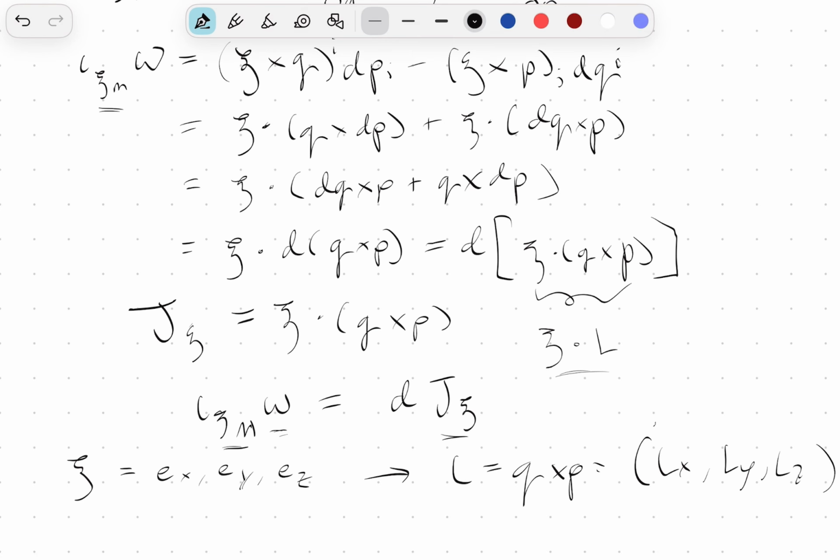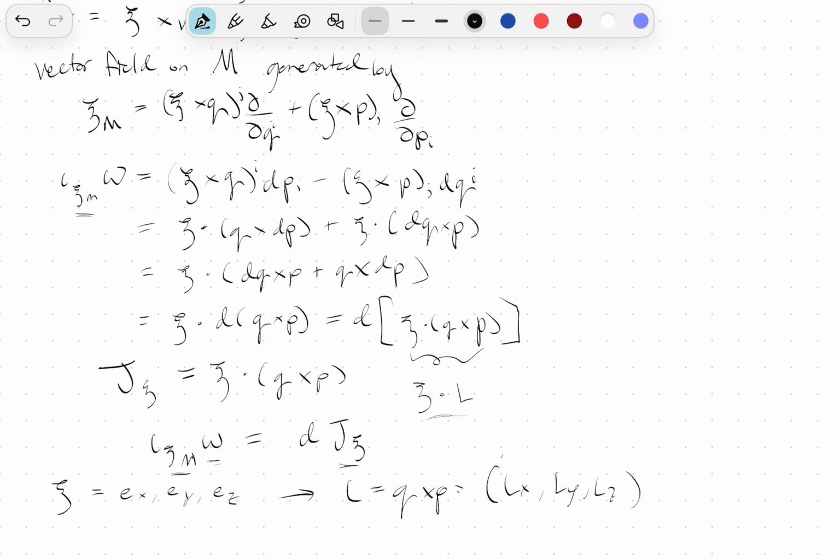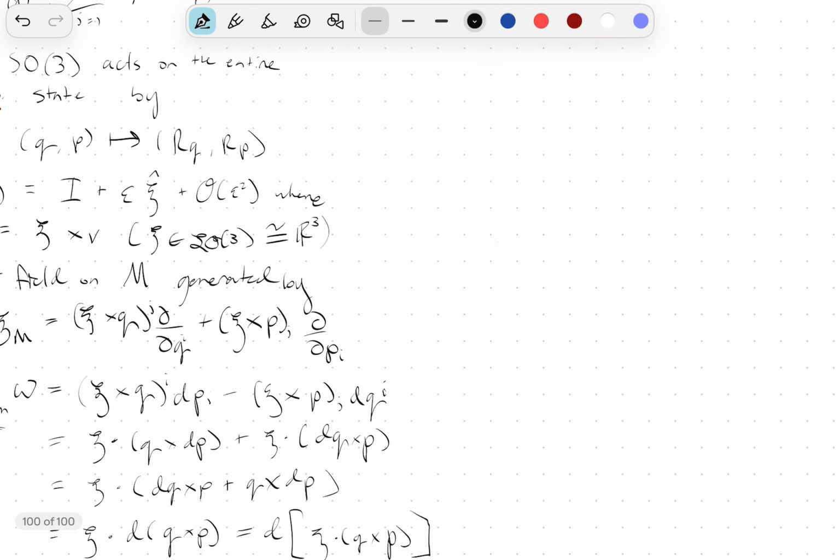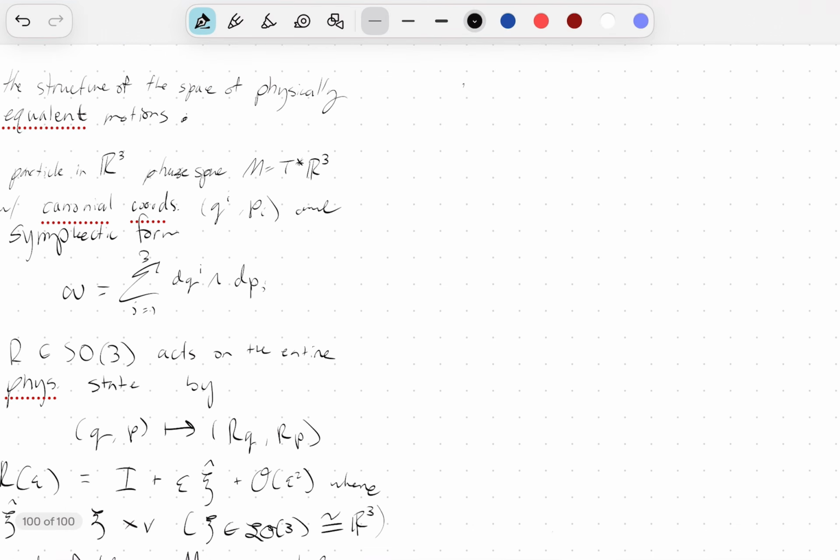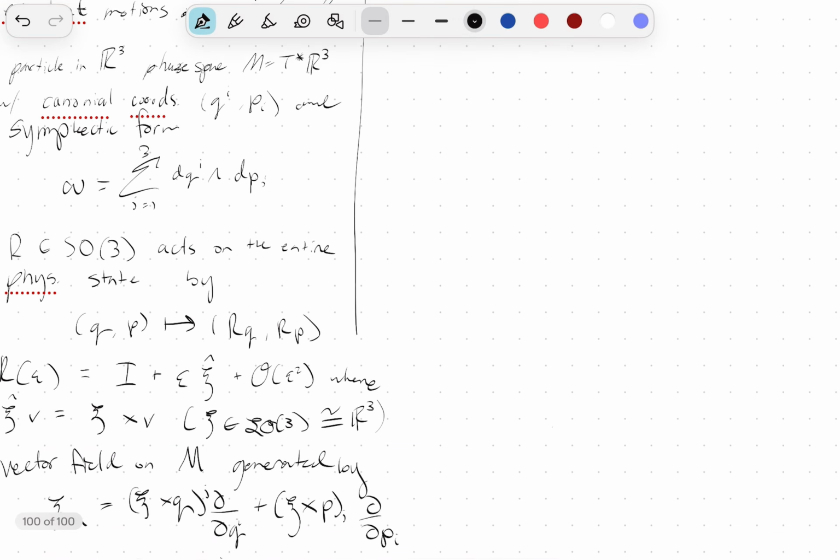Now that we have the basic idea of the rotational symmetry and the momentum map, and how it depends on Noether's theorem, we can now look at constraints itself, which we talked about last episode.